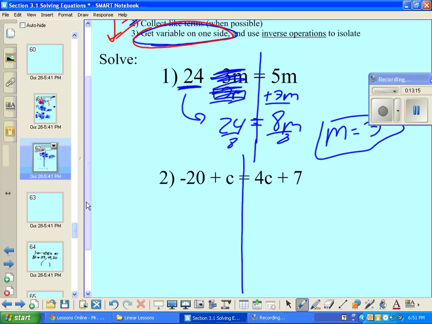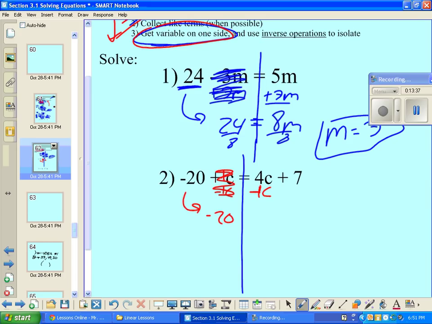So in this problem number 2, negative 20 plus c equals 4c plus 7. I'm going to start solving by getting all the c's on one side, getting the variable on one side, that is. So I'm going to try it this way. I'm going to subtract c from both sides. If it helps you, you can think about subtracting 1c. There's no number in front, think of it like a 1. So it's kind of like minus 1c on both sides. That'll get rid of the c's over here.